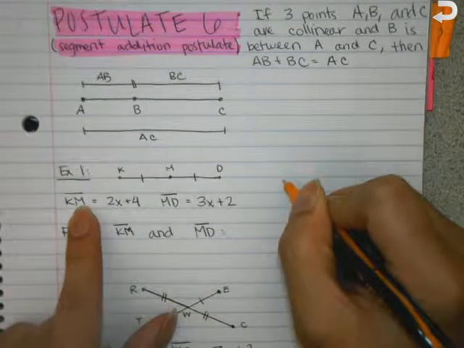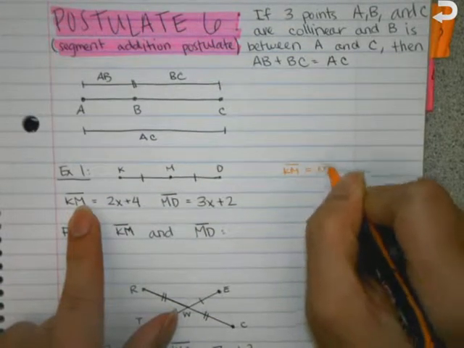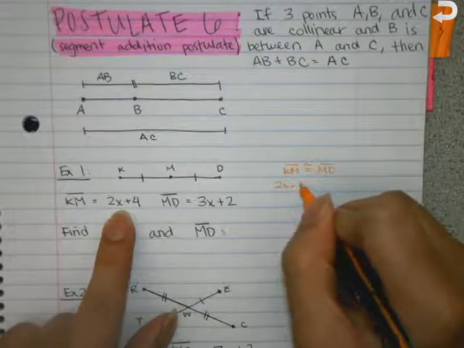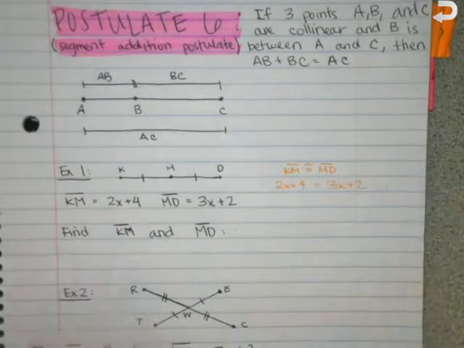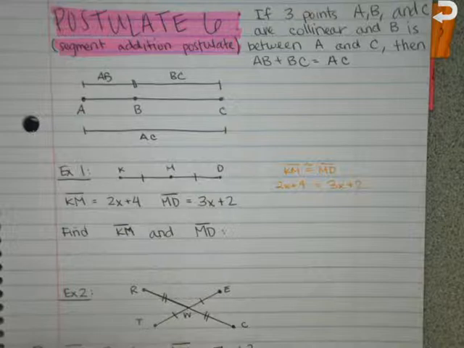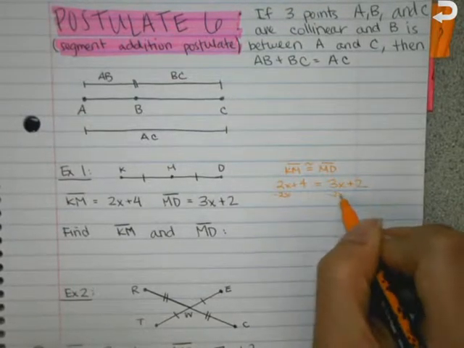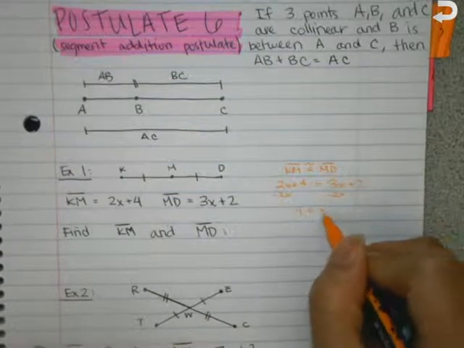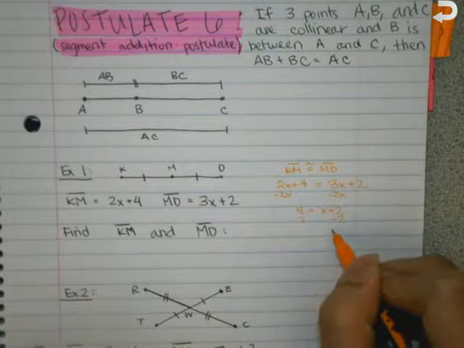So KM is equal to MD, congruent, so that means that 2x plus 4 is equal to 3x plus 2. And then from there, we simply solve for x, okay? So from there, you subtract 2x from both sides. We get 4 on the left-hand side, and on the right-hand side, we get x plus 2. Subtract 2, and so we get x is equal to 2.